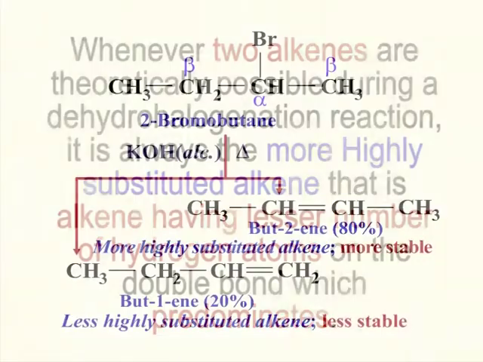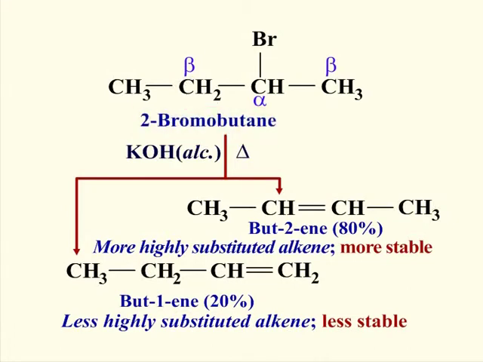For example, when 2-bromobutane is treated with alcoholic potassium hydroxide and heated, the more highly substituted, that is more stable, alkene, but-2-ene, is obtained in 80% yield. But-1-ene is the less substituted alkene, which is obtained in 20% yield. The alkene with the greater number of alkyl groups is the preferred product during dehydrohalogenation of alkyl halides, as it is formed faster than the other alkene.